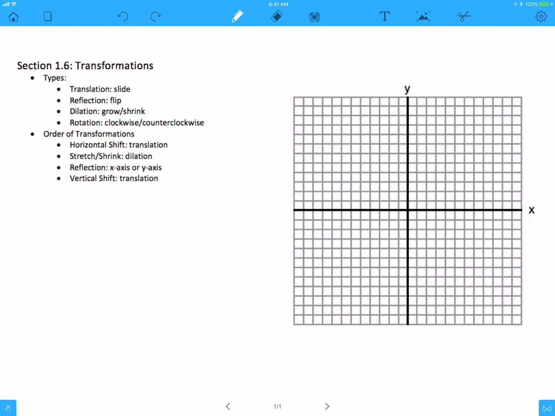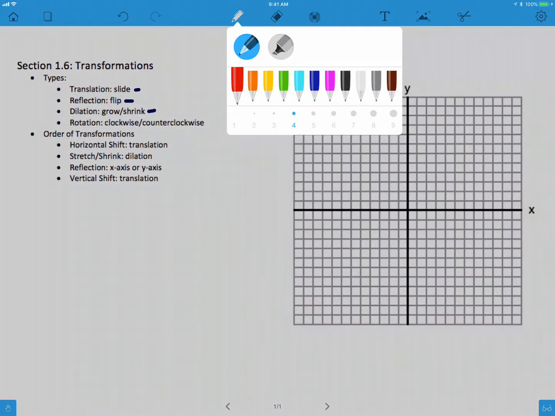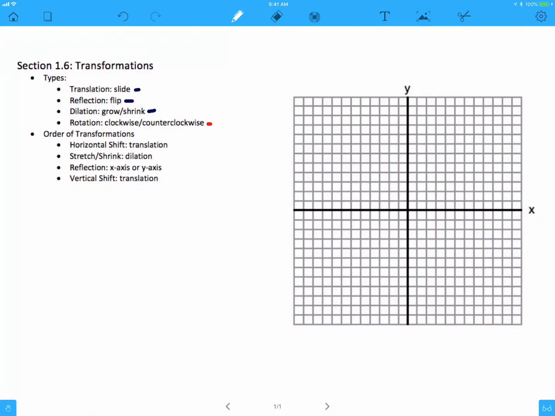Yesterday we introduced the transformations, as you can see here. We introduced what a translation was. That is a slide, if you will. We introduced what a reflection is. It's kind of like flipping a picture. We introduced what a dilation is. It's to grow or shrink an object. And today we're going to do rotation. We are going to rotate clockwise or counterclockwise on a graph. That's one I want to cover today. So hopefully that makes sense to you. That's our goal today.